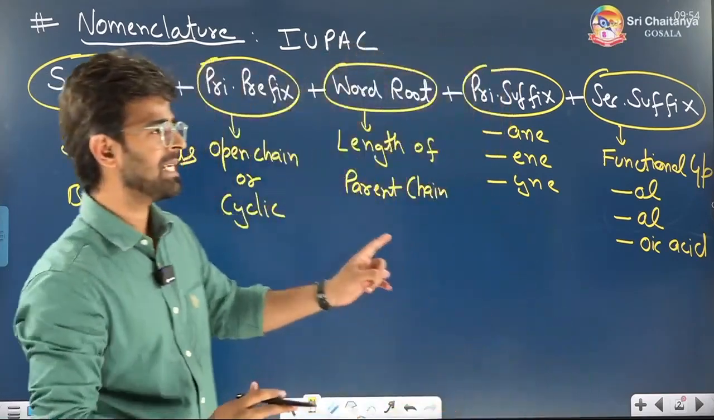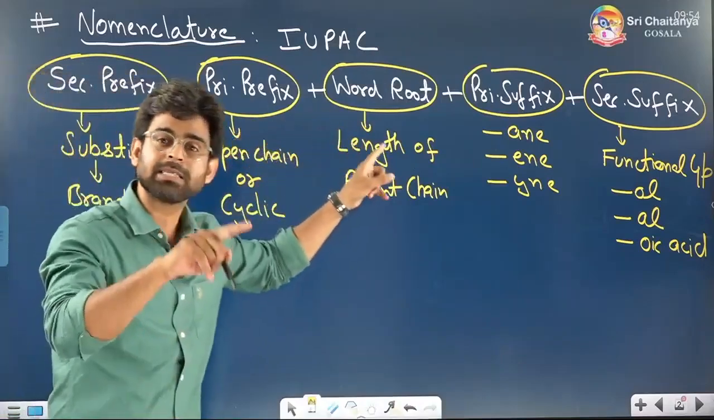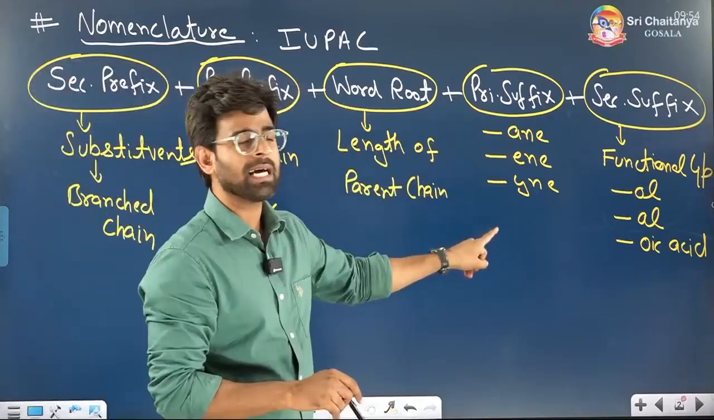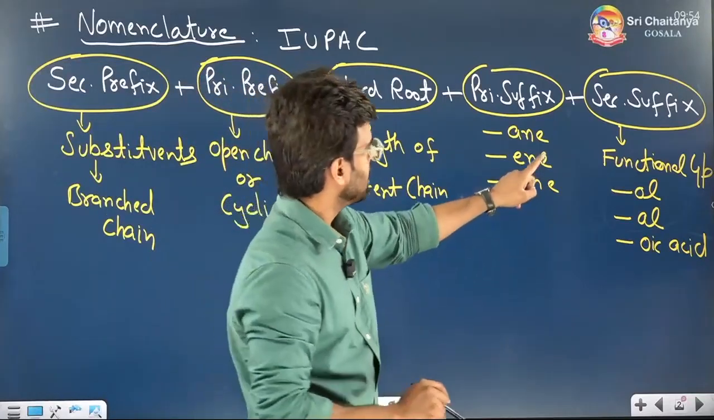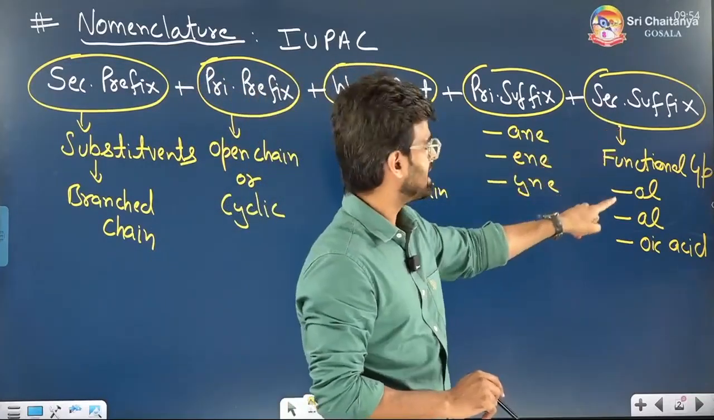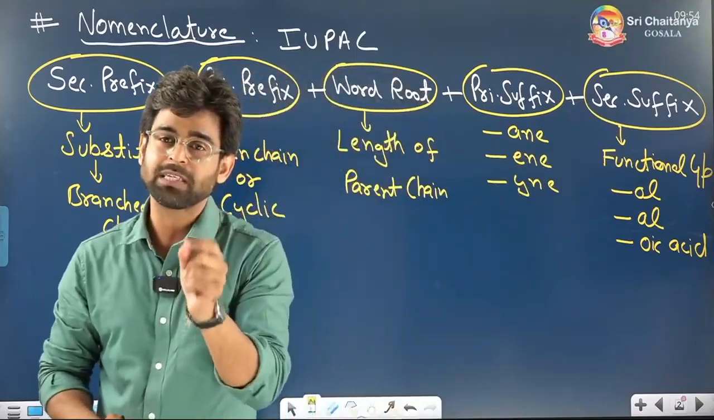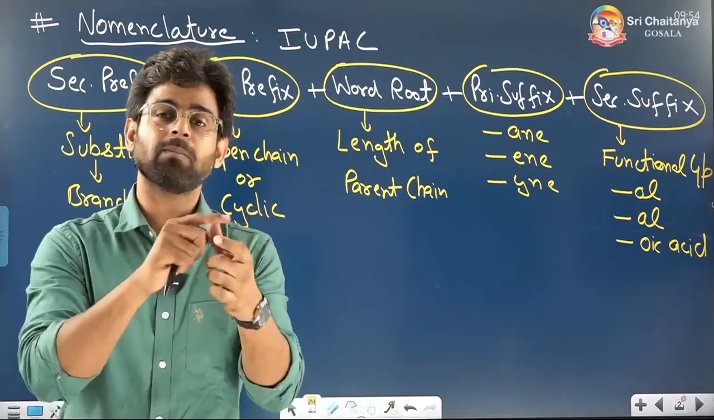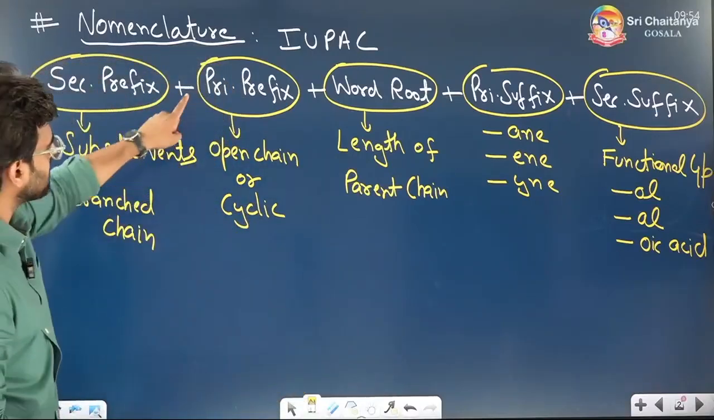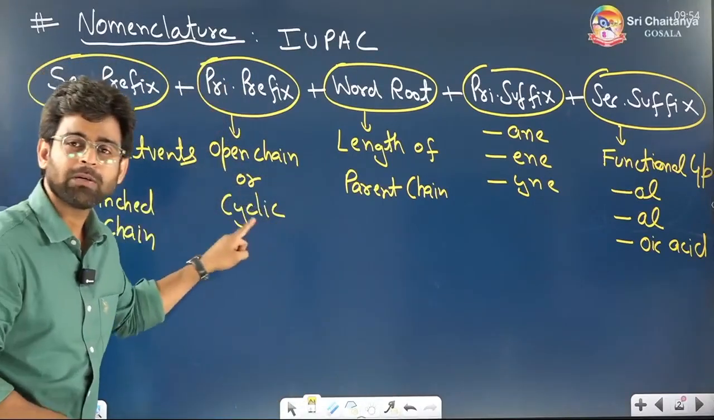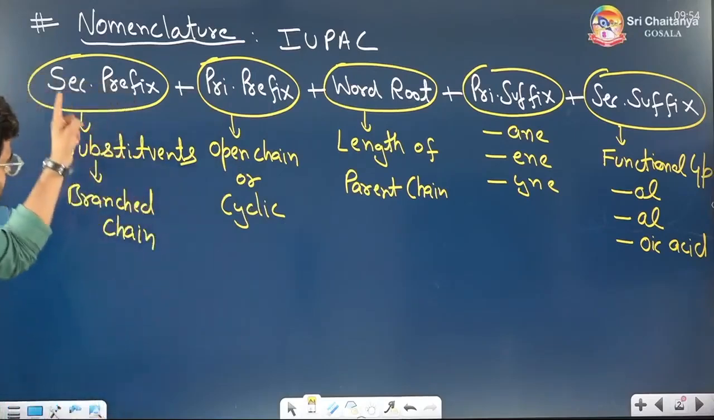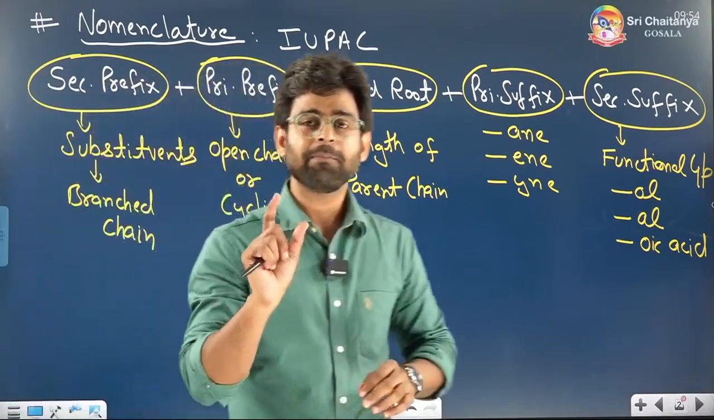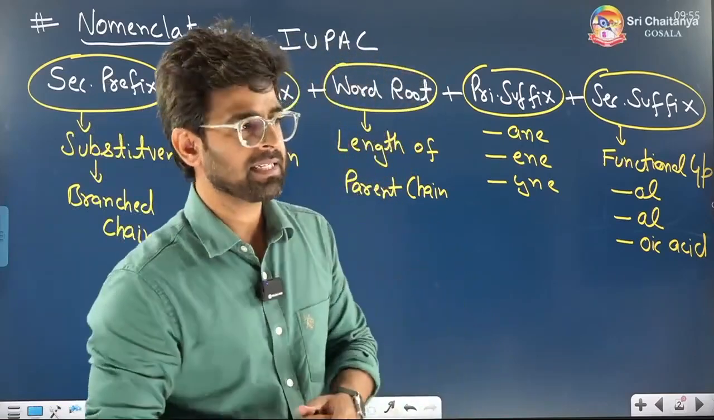I'm saying once again, the main thing which will always be present in our compound is the word root, the length of the parent chain. Then the primary suffix: ane, ene, yne, alkane, alkene, alkyne. Second is the secondary suffix, which tells you the functional groups: carboxylic acid, ester, amide, alcohol, amines, what is present. Next is the primary prefix, telling us whether the compound is open chain or closed chain, and then the secondary prefix gives information about the substituents.